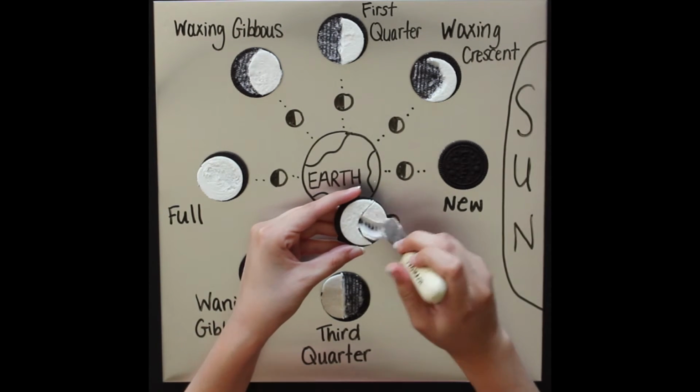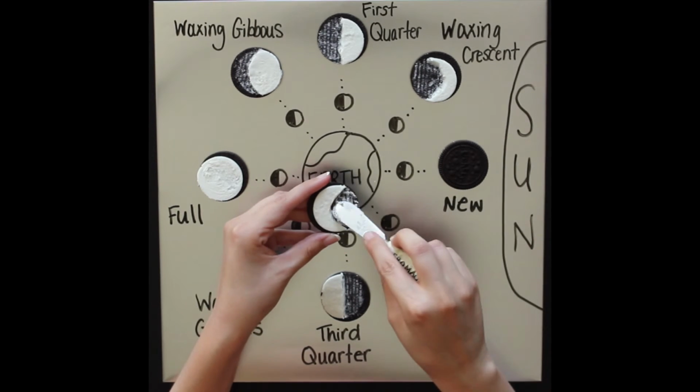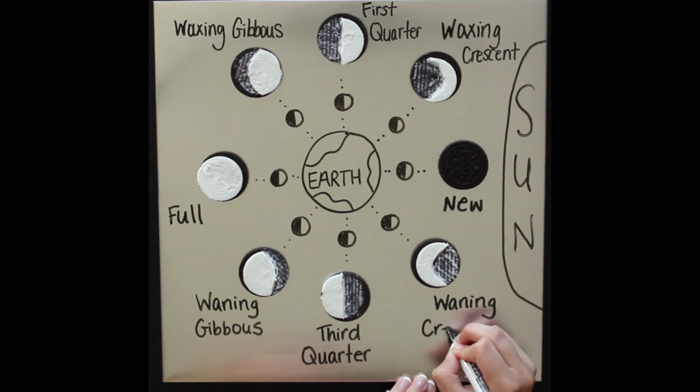When only a small sliver of the moon is lit and visible to us, this is called the waning crescent phase. This means the new moon is near and the lunar cycle will repeat all over again.